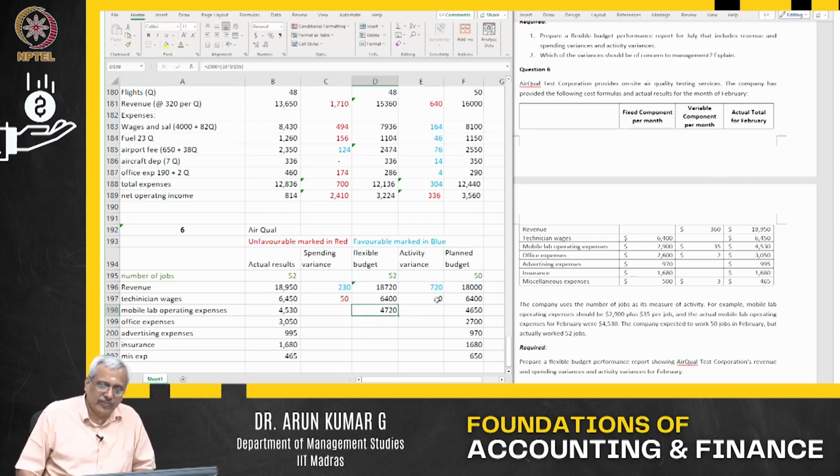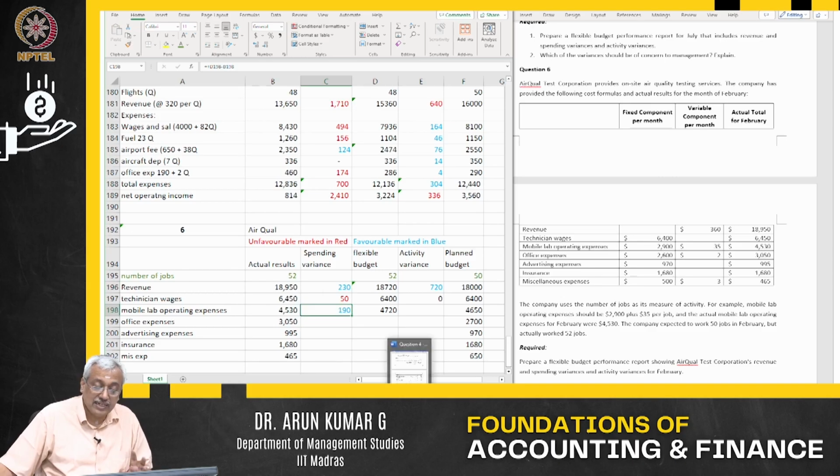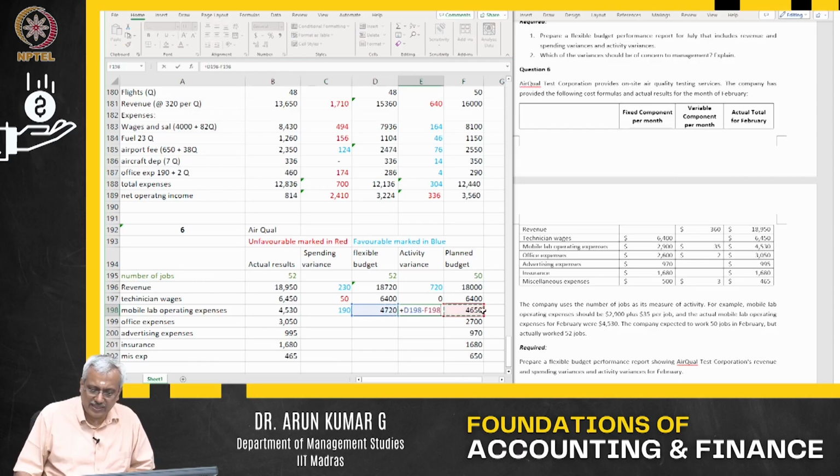I could have spent for 52 units, whereas I have spent only 43, 40, 45, 30. So what happens? It is favorable variance for me in terms of spending, since I have spent less. In terms of activity, it is unfavorable, because I should have restricted myself to this, but I spent more. So what, sir, if it is unfavorable, it should be favorable because you have done more activity.